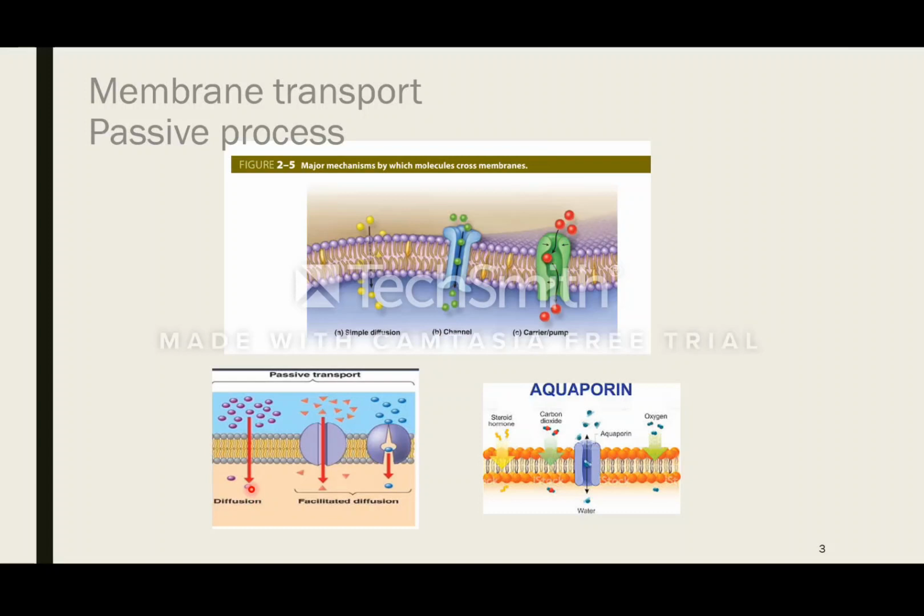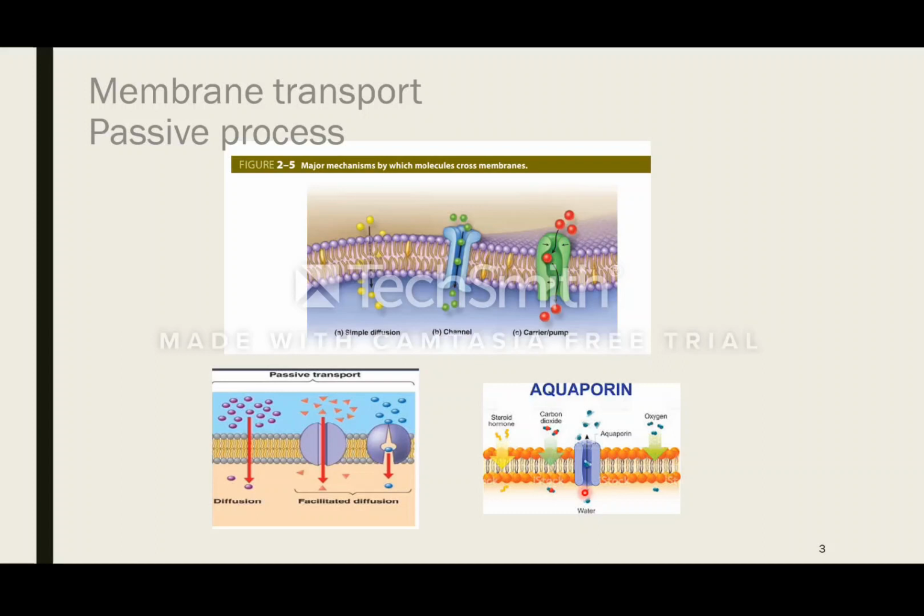Diffusion means the materials or ions in passive transport move from high concentration to low concentration. But some materials, such as the blood gases, are diffused by facilitated diffusion across the cell membrane. And also the transport of water is done by one transmembrane protein named aquaporin, which transports water from the outside to inside or in the opposite direction.